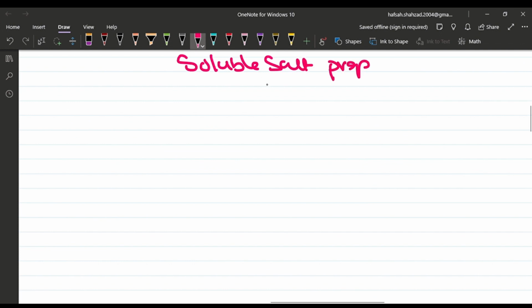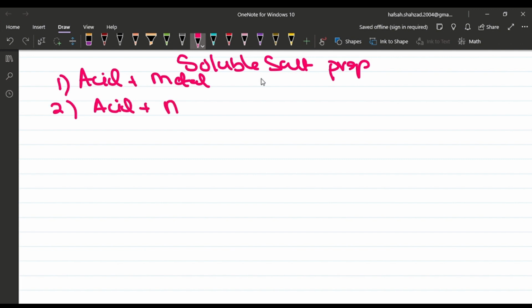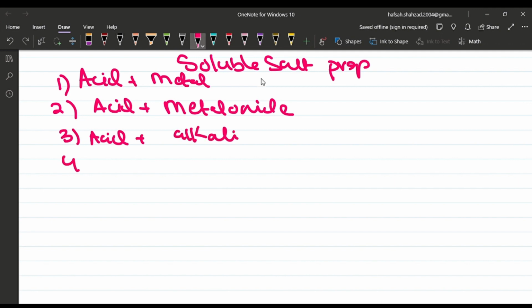Soluble salt preparation. Now, I'm just going to write down all the methods first, and we'll be talking about them one by one. The first one is acid and metal. Mind you, in all the 4 cases I will be listing down, acid would be the limiting reactant, and the second reactant would be the one in excess, obviously. Second, we have acid plus metal oxide. Third would be acid plus metal hydroxide, or you can say alkali. It's easier to write alkali because it is a small word, so why write a bigger word. The last one is acid plus metal carbonate. So good job if you guessed it right.